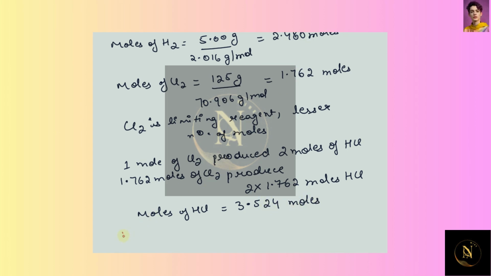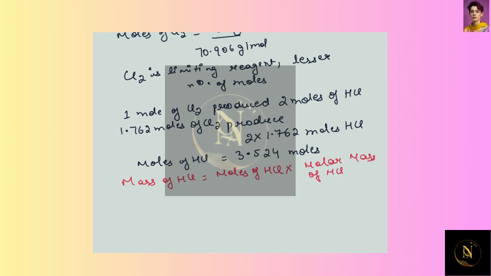Now we have the moles. From moles we can find out the mass. So the mass of HCl is equal to the moles of HCl multiplied by the molar mass of HCl. Let's substitute the values. The moles of HCl is 3.524 moles multiplied by the molar mass of HCl, 36.458 gram per mole. When we solve this, we get the mass of HCl.